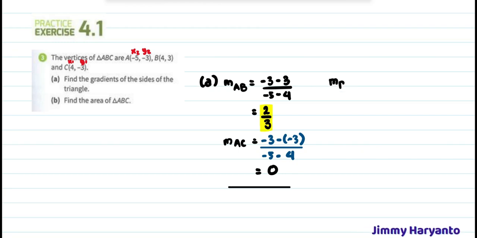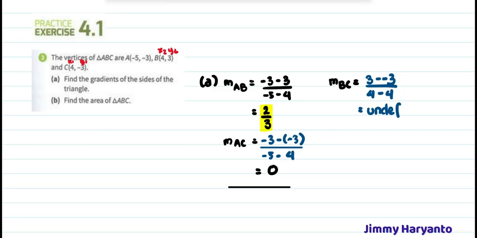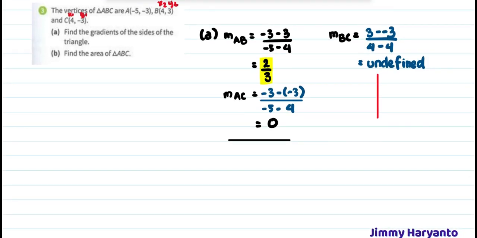And then the gradient of BC, the same. Let's call this x2 and y2. For this one, 3 minus 3 over 4 minus 4 equals 0 over 0... that means this one will be a vertical line. Because two sides of the triangle are horizontal and vertical lines, that means the triangle is a right triangle.